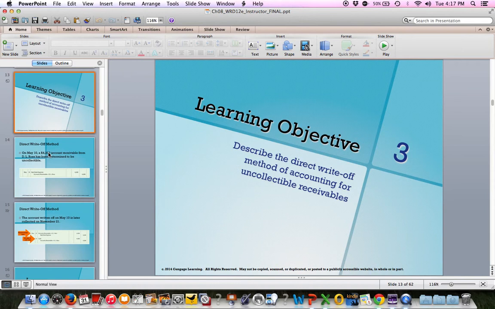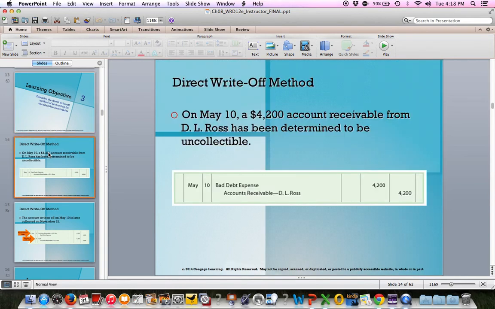So let's describe the direct write-off method and just talk about that one first. Okay. So with this one, it says on May 10th, a $4,200 account receivable from D.L. Ross has been determined to be uncollectible. Whatever the reason was, they're not telling us, but we just know we're not going to collect. Okay, and so notice that we are basically crediting the receivable. We are removing the asset from the books, and in its place, debiting an expense account. So basically, expense goes up, asset goes down. We record the expense.